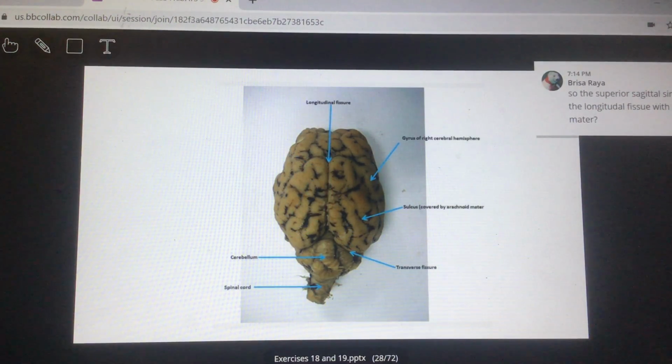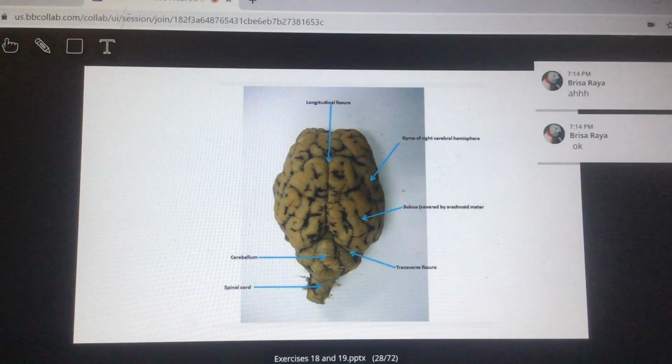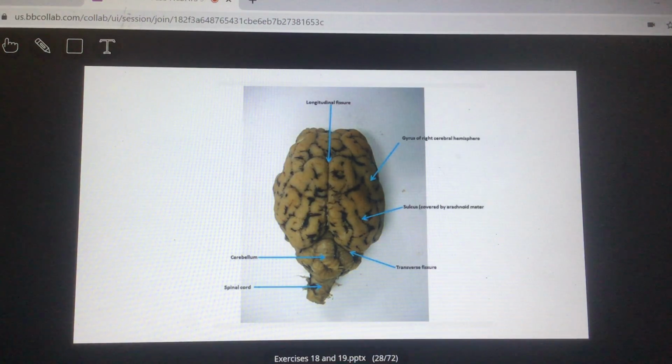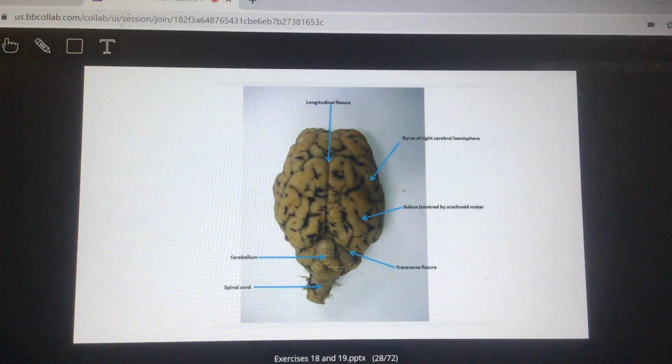All right, awesome. So the superior sagittal sinus is the longitudinal fissure with dura mater. So you will find the superior sagittal sinus above the longitudinal fissure, kind of attached to the dura mater. So it's not the longitudinal fissure. Yeah. So there is a distinction. You will find the superior sagittal sinus above the longitudinal fissure, and it's usually attached to the dura mater. That's why it's gone when you rip off the dura mater. It occupies a space above that area. I mean, yeah. For our purposes, yes.